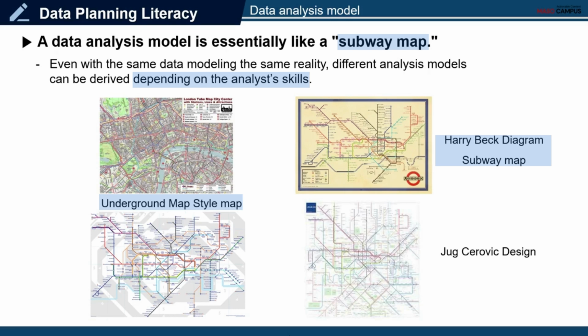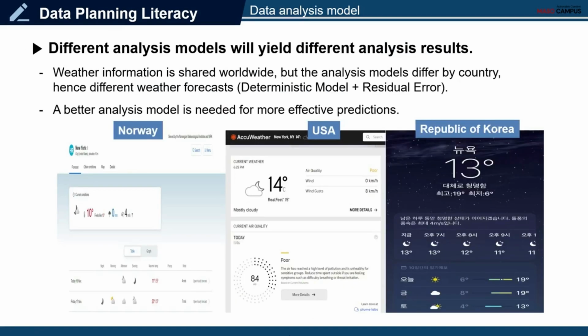Essentially, a model is a deterministic formula that predicts something, like a regression equation y equals a multiplied by x add b. There will always be real values that appear. There will always be a difference between predicted and actual values termed residual error. Due to the presence of residual error, not all models are the same. For example, weather data is universally shared, but forecasting differs from country to country because each uses different analysis models. In essence, it's the deterministic model plus residual error.